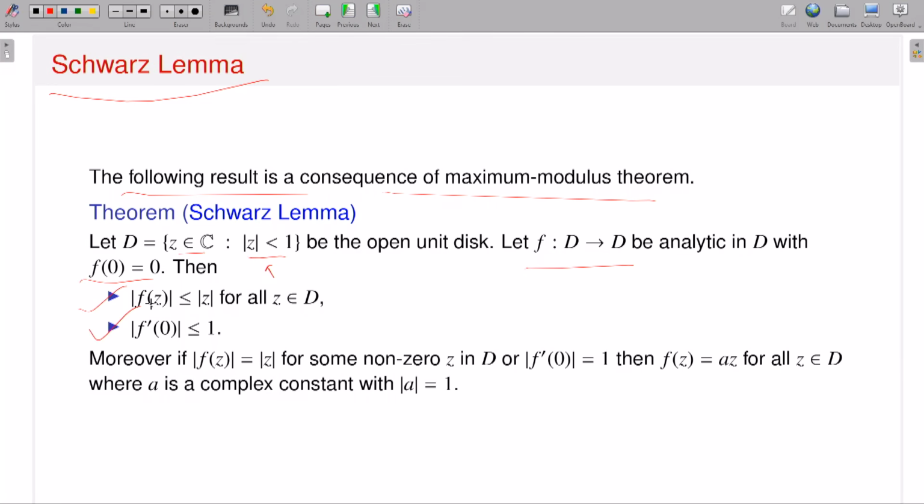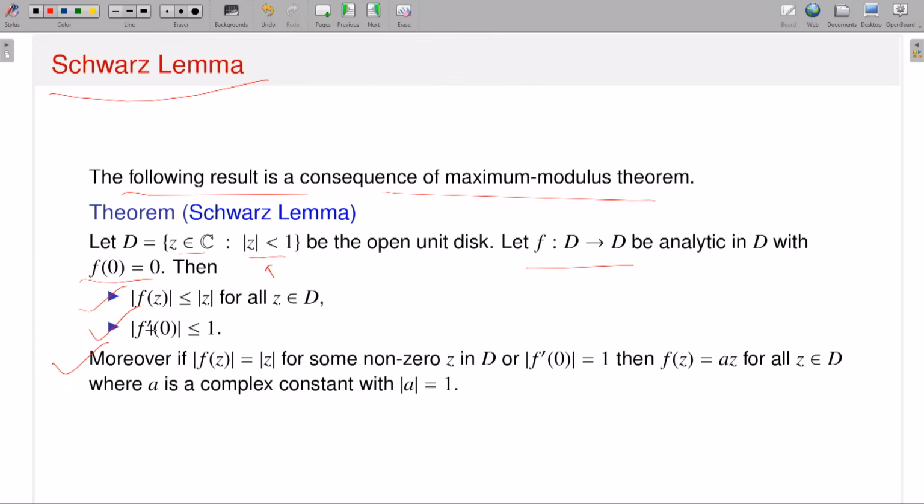Not only that, the derivative of f at the point 0, if I take the absolute value, it is dominated by 1. Moreover, suppose modulus of f of z is equal to modulus of z for some non-zero number z in D, or say absolute value of f prime 0 is equal to 1, then you have the precise expression of your function. That means f of z has to be a times z, where a is a complex number with unit modulus.